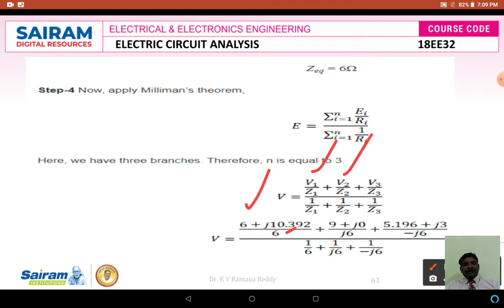Next, in the place of V2, I am substituting 9 plus J0, and Z2 is nothing but J6. In the place of V3, I am substituting the rectangular form value 5.196 plus J3, and Z3 means minus J6. And again in the formula, I am substituting 1 by Z1, which means 1 by 6, 1 by Z2 means 1 by J6, and 1 by Z3 means 1 by minus J6. This is the way to substitute all the data.